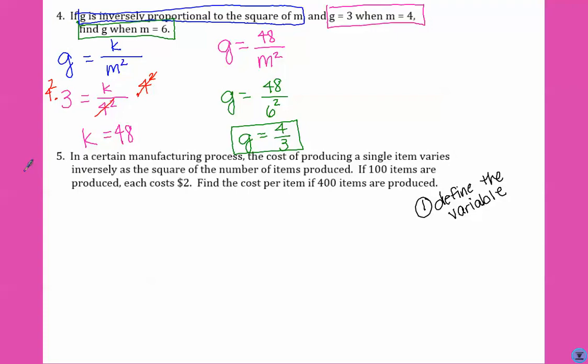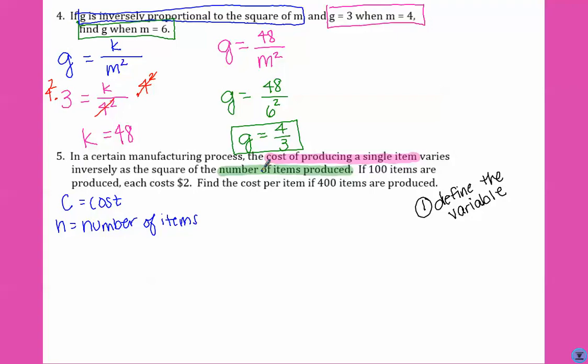So, in a certain manufacturing process, the cost of producing a single item varies inversely with the square of the number of items produced. So the two things that we're going to have to define is the cost of producing a single item and the number of items produced. I personally like using C for the cost and N for the number of items. Some people, because it says the cost varies, like to use Y for that and then X for the number of items. That's fine too.